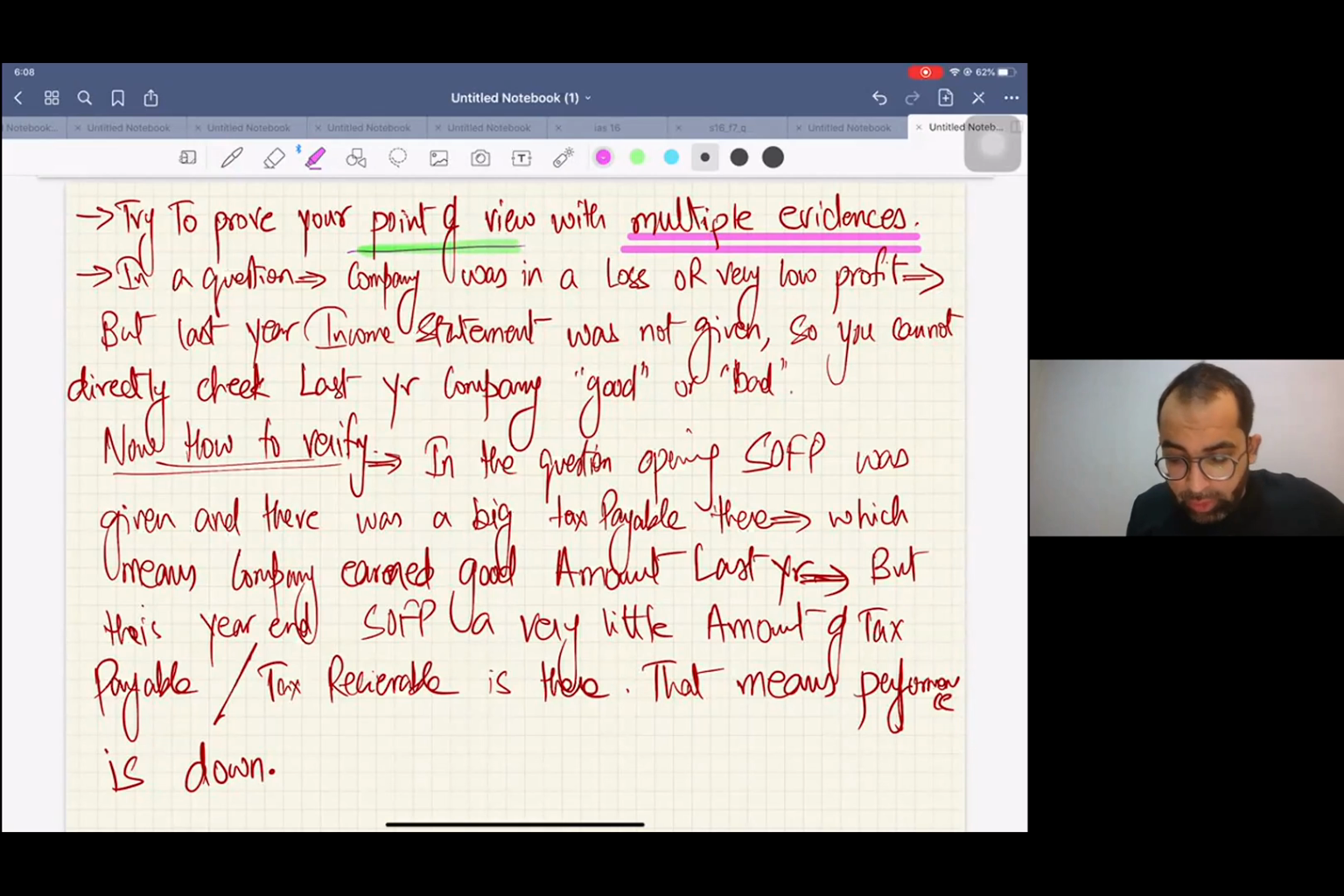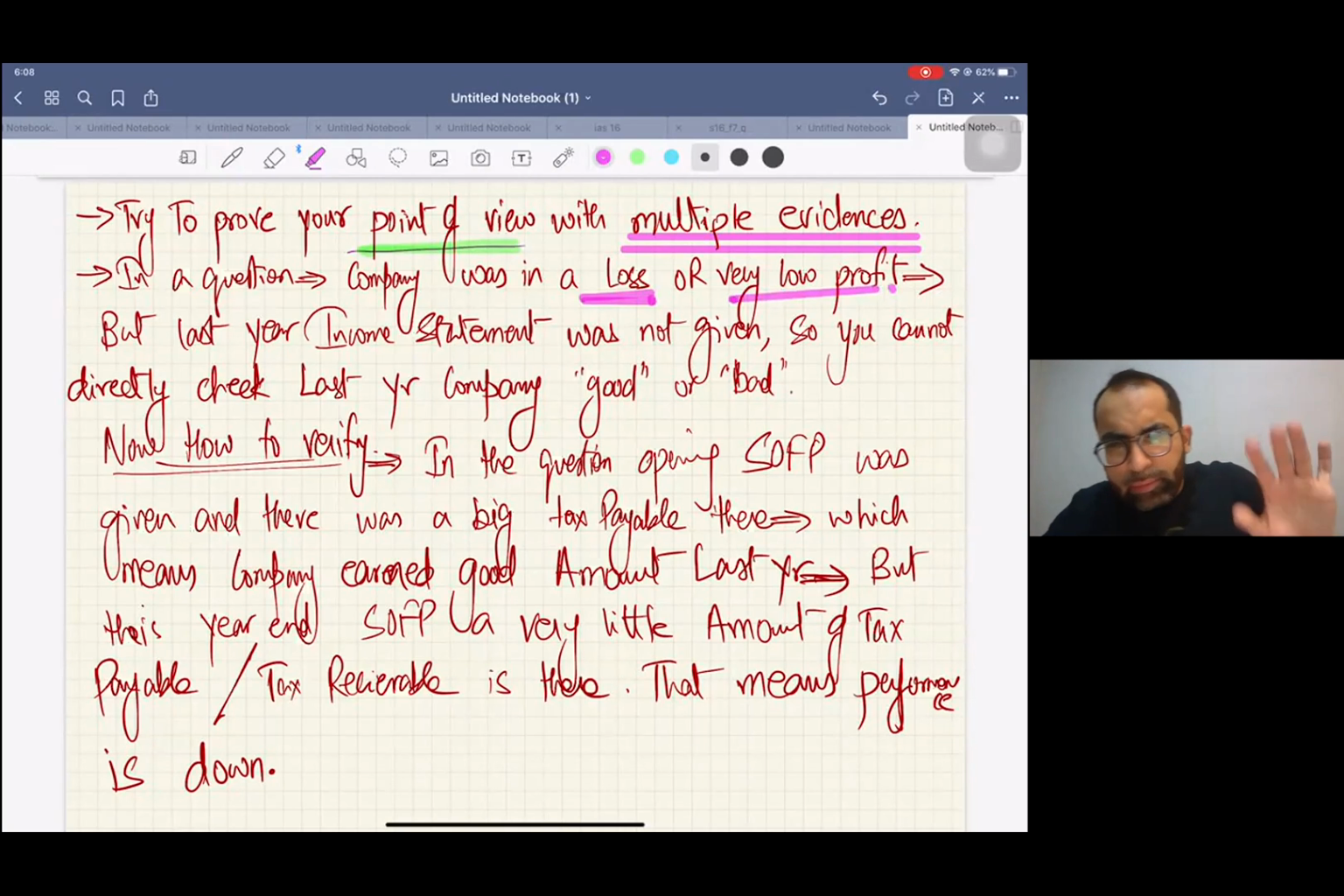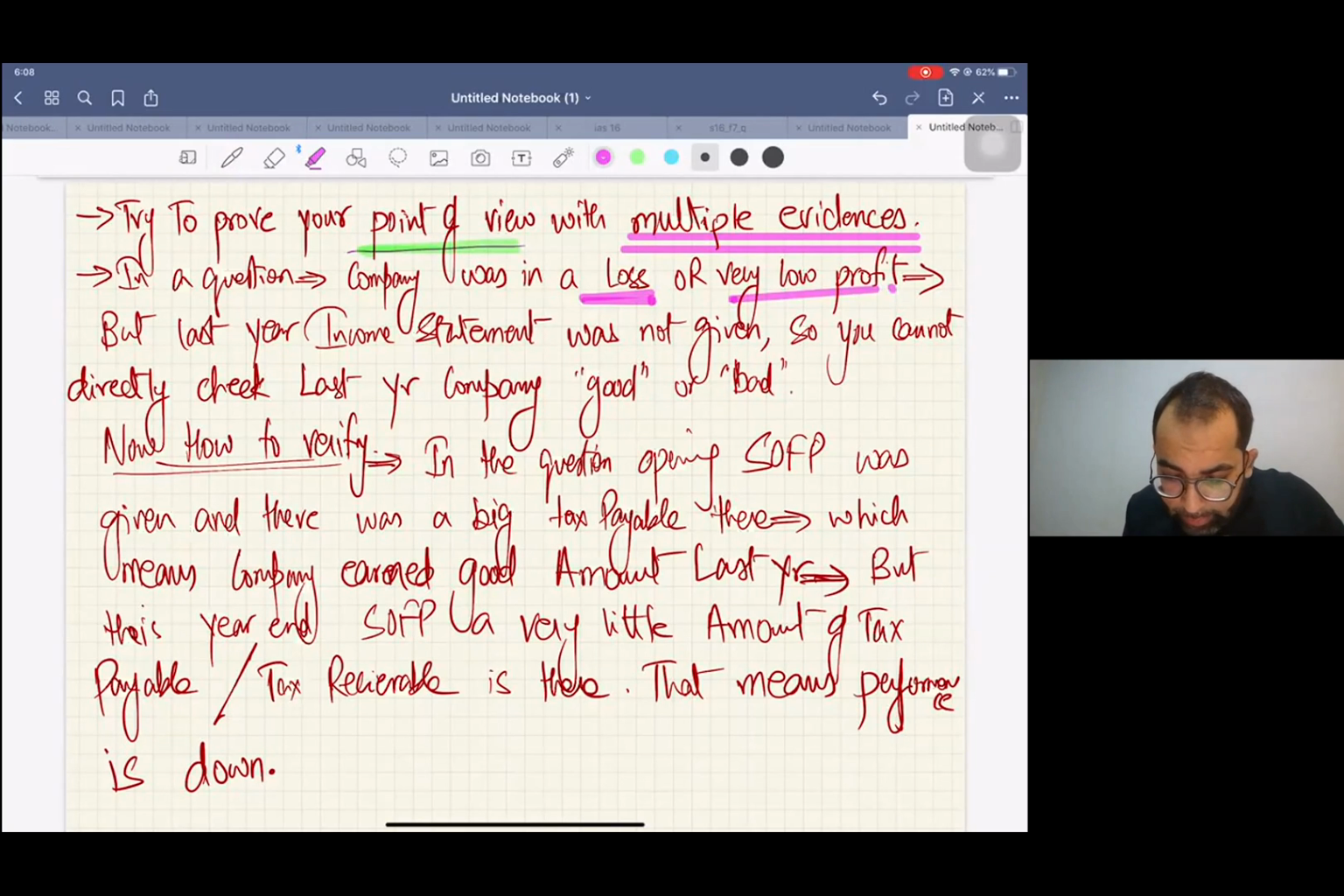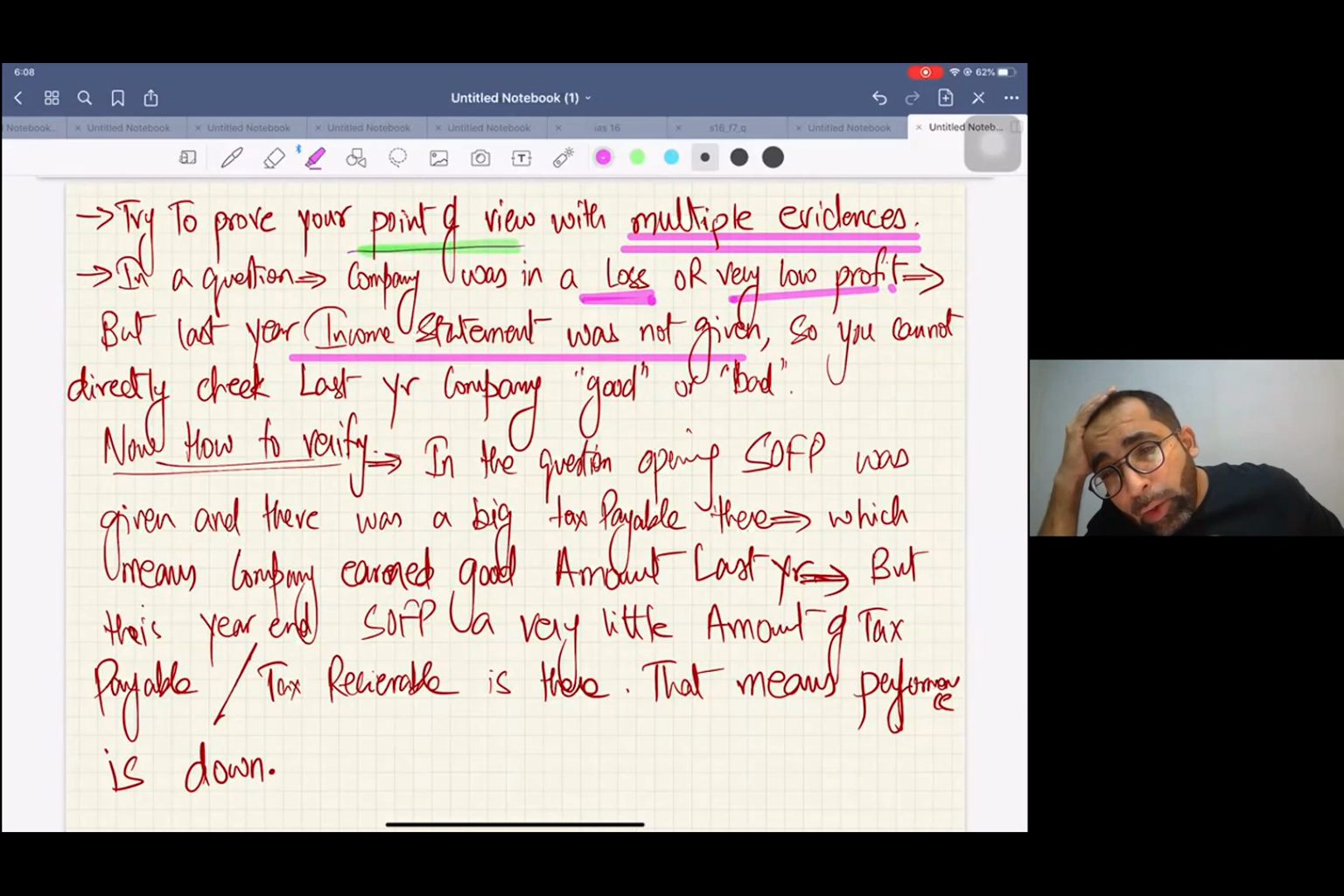In a question, this was a real question, the company was in loss or very low profit in the current year. But last year's income statement was not given. This year the company is in low profit, but in the question, last year's income statement was not given. Now, how can you calculate or predict the last year's profit? What happened last year? It's not given in the question. So you need to dig down that information. How can you dig down?